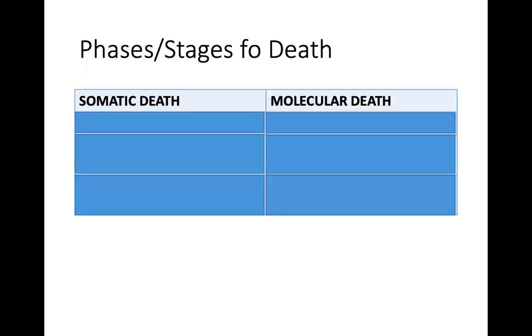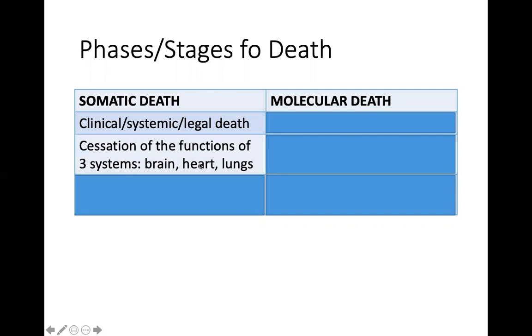Alright? So here are the phases or stages of death. We have somatic death and molecular death. When we say somatic death, somatic body, alright? This is also known as clinical, systemic, or legal death. And remember, it is the cessation of the function of the three systems: brain, heart, and lungs. These are the important vital organs that we need to know.